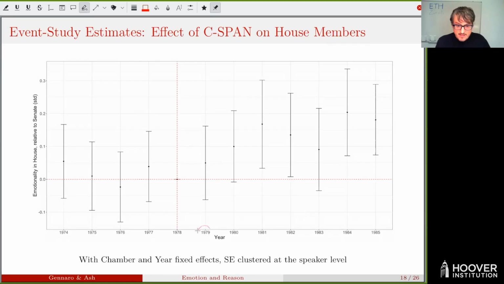So 1979 is when C-SPAN was introduced. We leave out 1978, so all of the estimates are relative to 1978. You can see that there's not much of a pre-trend, but within a year or two of the introduction of C-SPAN, there's a statistically significant increase in the use of emotional rhetoric relative to the Senate. Beforehand they were on parallel trends, but afterward, the House started diverging and becoming more emotional relative to the Senate.